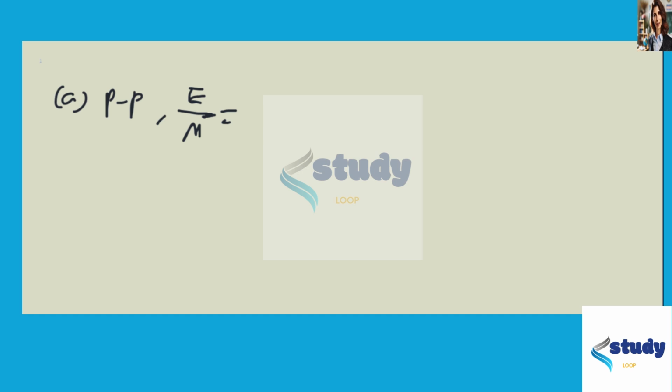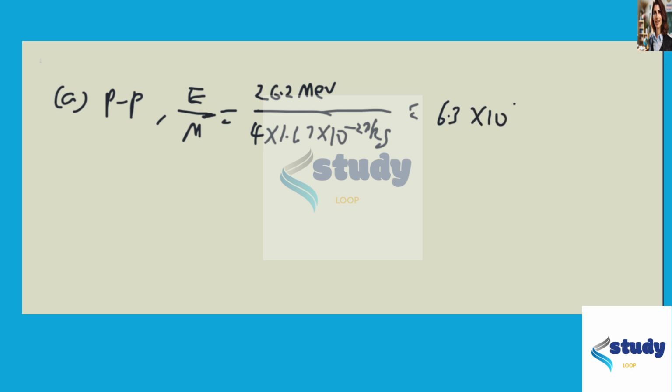We know that the Q energy is 26.2 mega eV, and we lost the four protons. So that will be 4 times 1.67 times 10 to the negative 27 kilograms. So the value is 6.3 times 10 to the 14 joule per second. Oh, sorry, per kilogram.